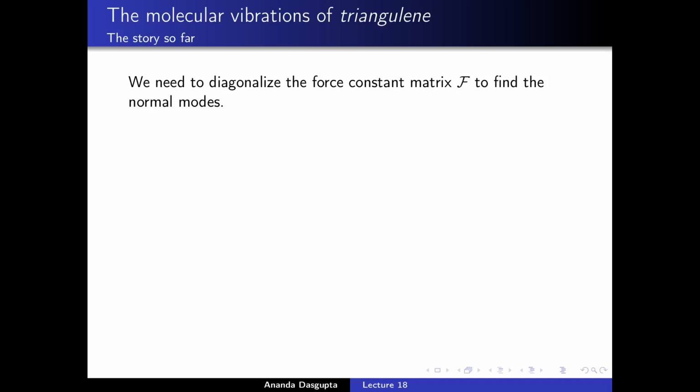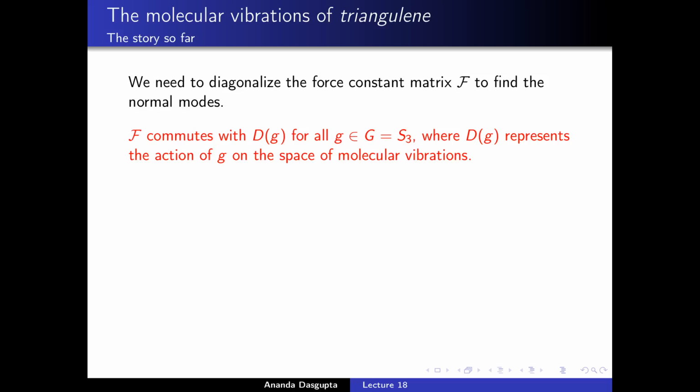Now, the important fact here is that curly F commutes with all the symmetry transformations of the equilateral triangle. That is, it commutes with D(g) for all small g belonging to the group S3. So, in this case, of course, D(g) represents the action of the group element g on the space of molecular vibrations. And this actually helps greatly in simplifying the problem at hand.